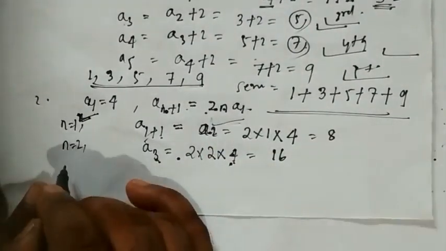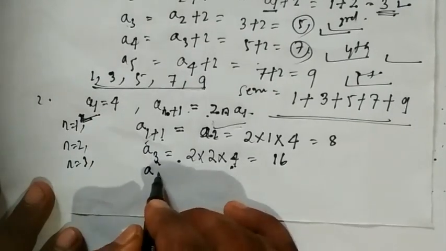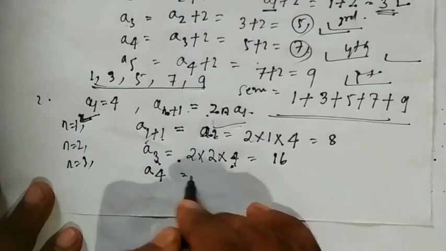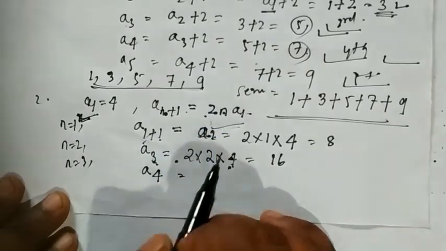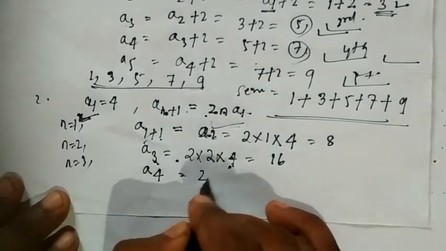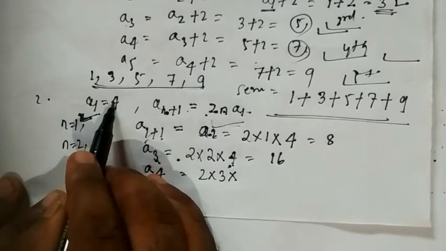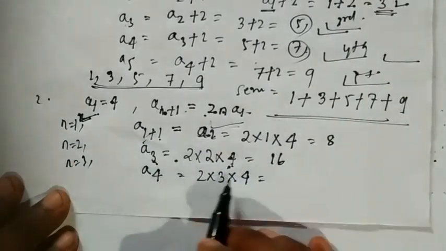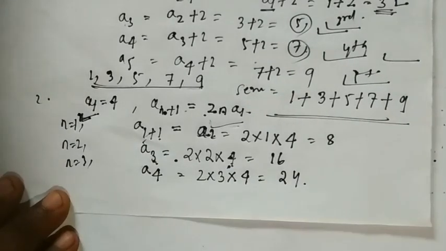Okay, similarly, if you take n is equal to 3, you will get a(3+1), that is a4. How much is substituted for n here? 3. 2 into 3 into 4, how much here? a1 is 4. So how much do you get here? 24.